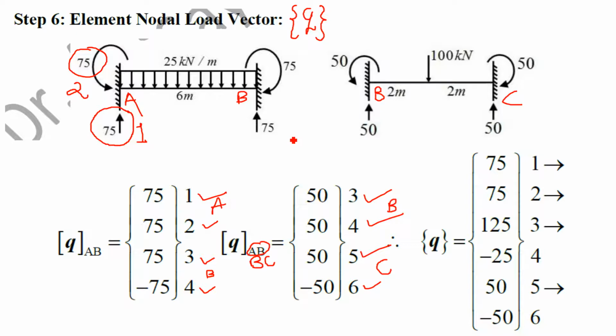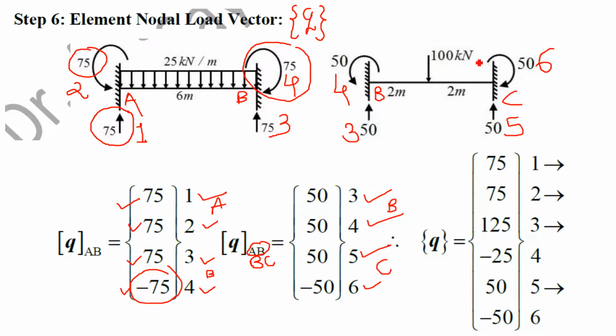So this is 1 2, this will be corresponding to 3, and this will be corresponding to 4. Similarly here, this will be corresponding to 3 in member BC, this is corresponding to 4, this 50 is corresponding to 5, and this 50 is corresponding to 6. Understand now? This is 1 2 3 4, 75 75 75 minus 75. This minus 75 because of clockwise moment here, corresponding to 4. Similarly second, it is 50 50 50 and minus 50 because of clockwise moment. Okay, so this is Q of BC.